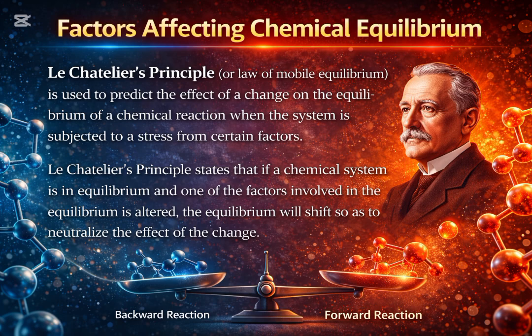Moving to factors affecting chemical equilibrium. Le Chatelier's principle, or law of mobile equilibrium, is used to predict the effect of a change on the equilibrium of a chemical reaction when the system is subjected to a stress from certain factors.